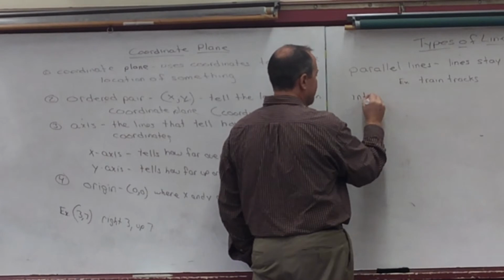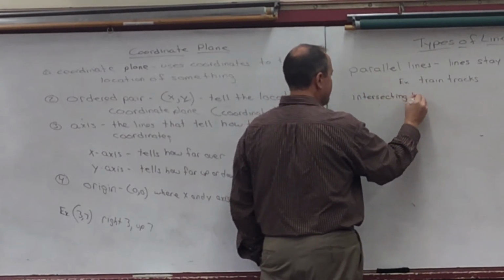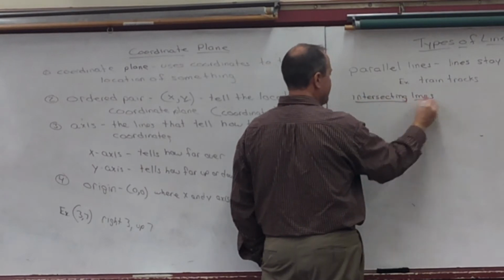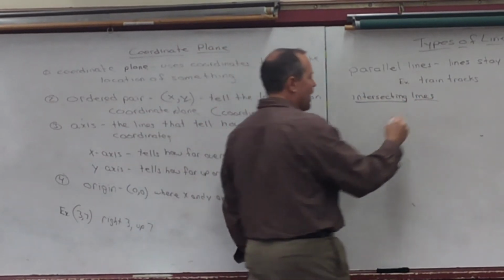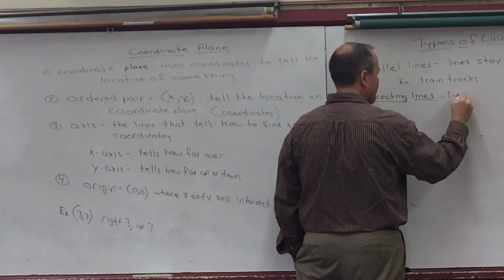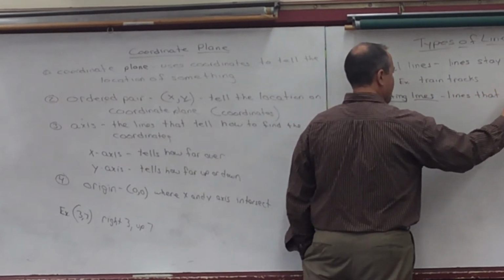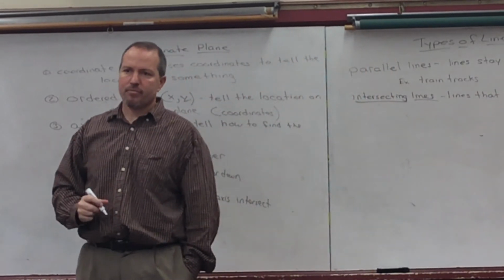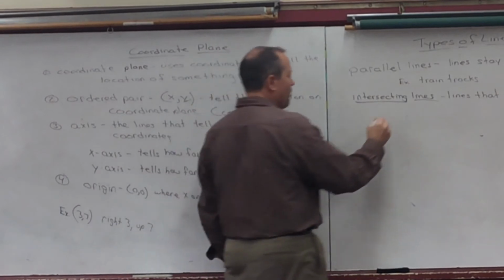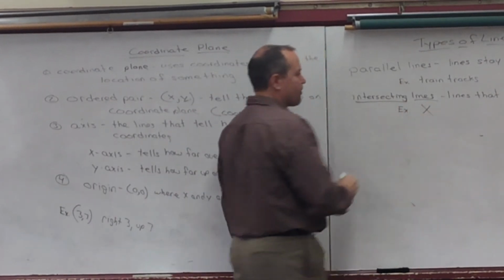Intersecting lines. They are simply lines that cross. An example of intersecting lines would be the letter X.